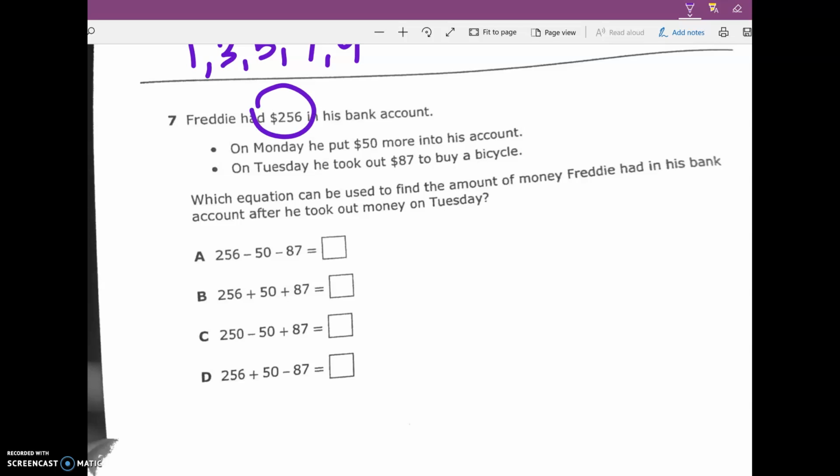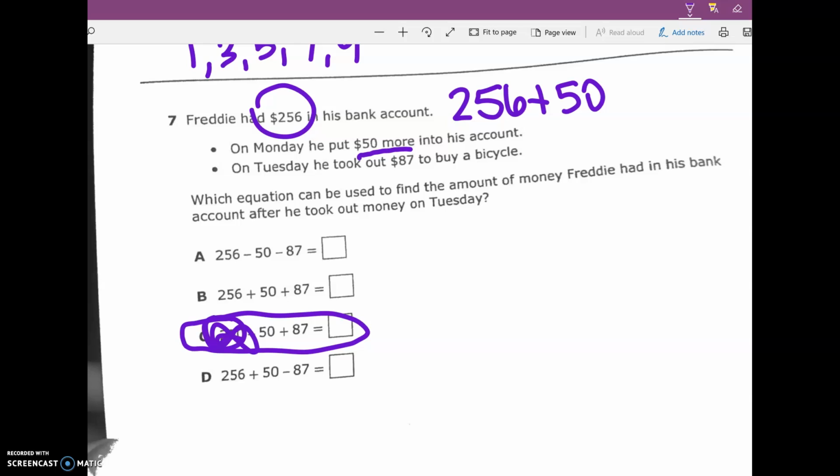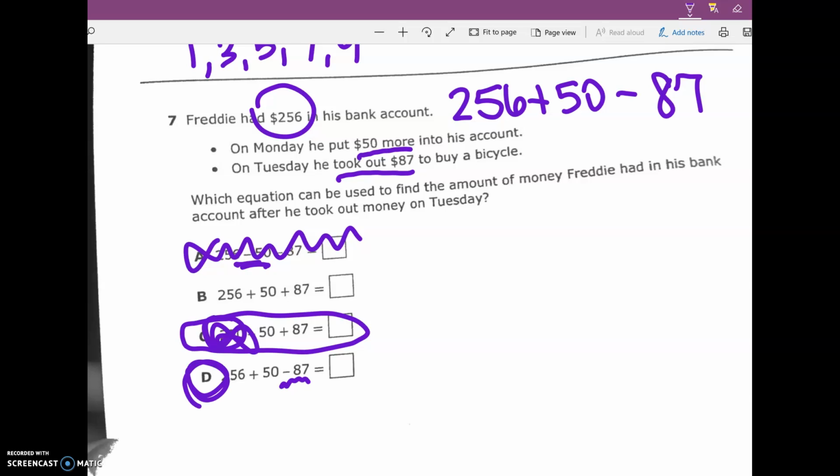So when I do my test-taking strategies here, my question is, what is this? He started out with 256. Don't take away money. So it's not that one. He had 256. He put $50 more. So we've got 256 plus $50. Yay, Freddie. So looking at my options here, he didn't take out 50. He got 50. So I don't like that one either. And then he took out 87. So we took away 87. Darn. So here's where I can see that took away 87. D is the correct equation.